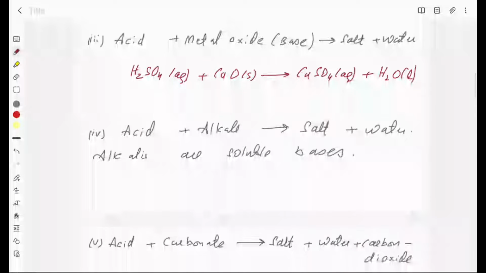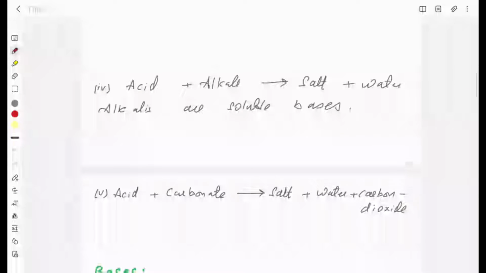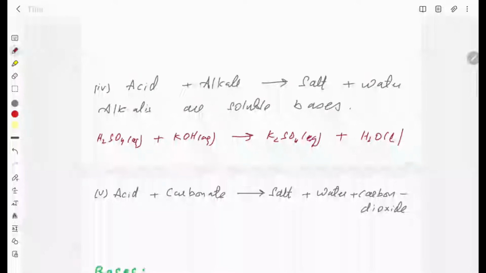Property number 4, acids react with alkalis to give you salt and water. Alkalis, as you already know, are soluble bases. You can add any soluble metal oxide in water, and you get a solution of alkali. I can again give you an example. If you take sulfuric acid and react it with potassium hydroxide, it gives you potassium sulfate, a soluble salt, plus water. And you have to balance it. You have to write 2 over here and 2 over here.